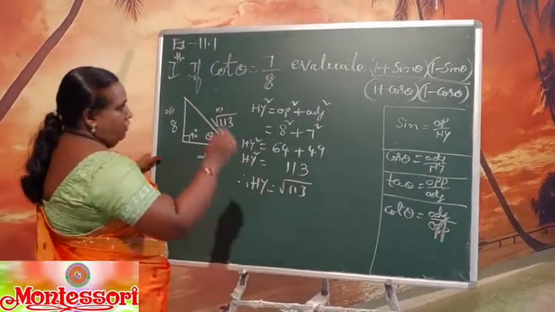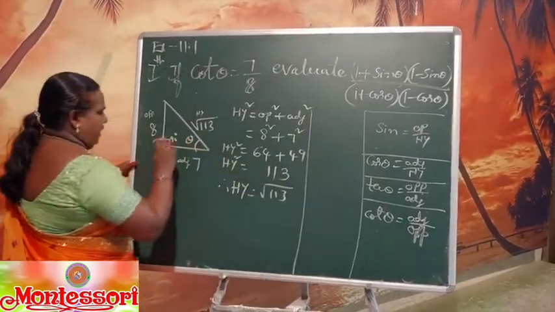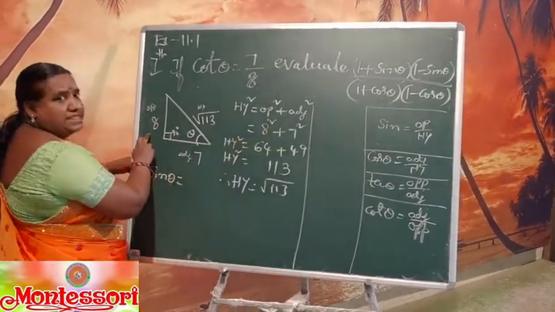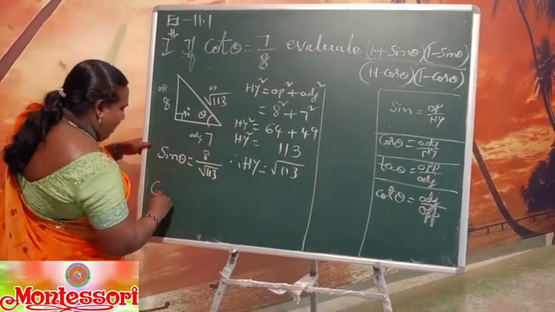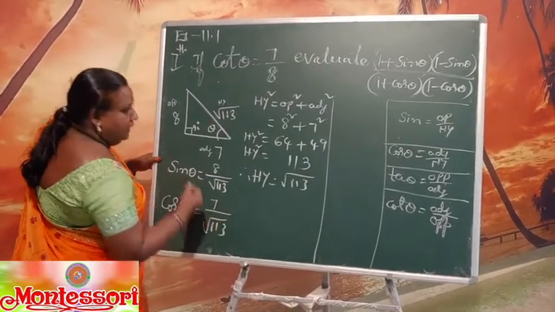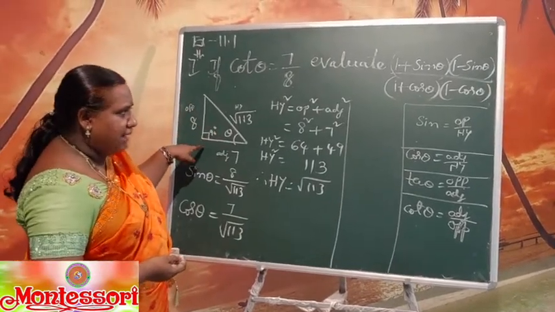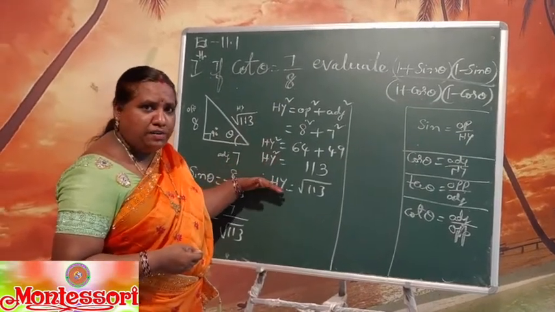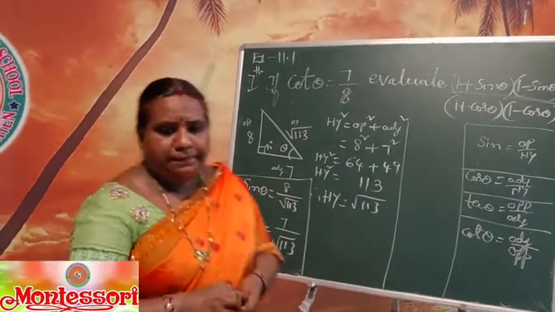So, for example, take this, children. From the figure, now you say, what is the value of sin theta? Opposite by hypotenuse. What is opposite side? 8 by root 113. What is the value of cos theta? Adjacent by hypotenuse. 7 by root 113. So up to here, once again I am recalling, we have to draw the diagram. After that, according to Pythagoras theorem, you apply and find out hypotenuse. After that, find out sin theta and cos theta. Now we have to go to the sum.